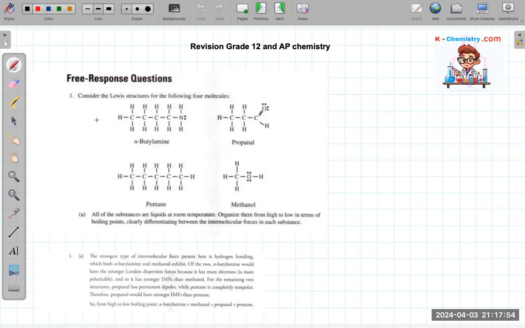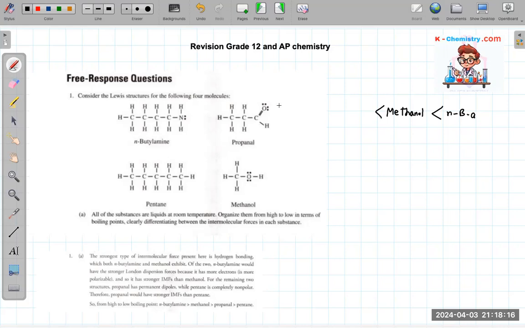I have hydrogen bonding here because I have N attached to H directly and I have O attached to H directly. So these two have hydrogen bonding. They are the highest. But because this one has more electrons, it is more polarizable. So I have N-butylamine as the highest one, and then the methanol will be after it.